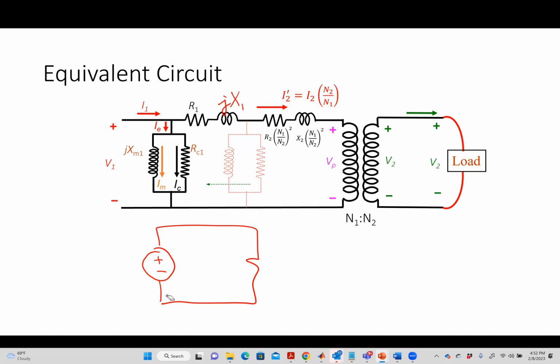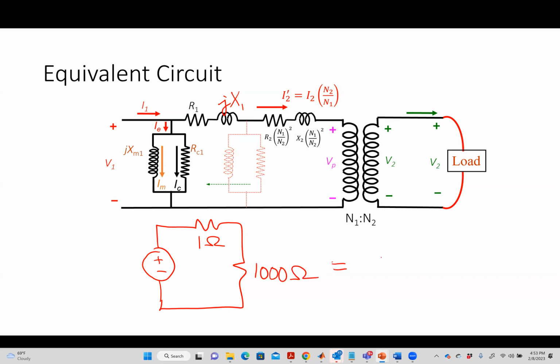What would allow me to say, if I have two resistors in series and one of the resistors is very small, so let's say this guy is 1 ohm and this guy is 1,000 ohms, then I could basically say these two circuits are the same. Like that. That's basically what we end up saying.